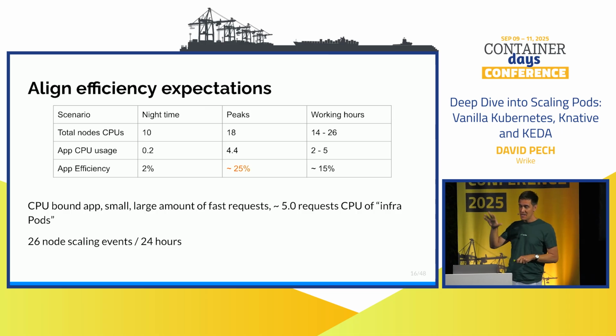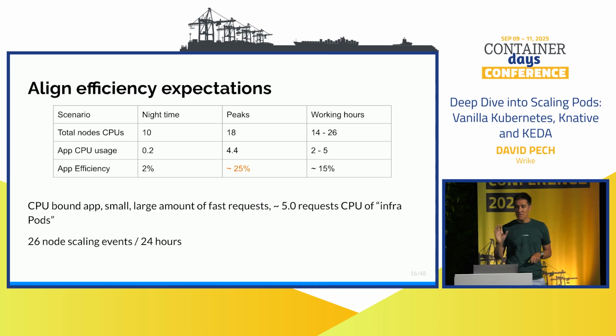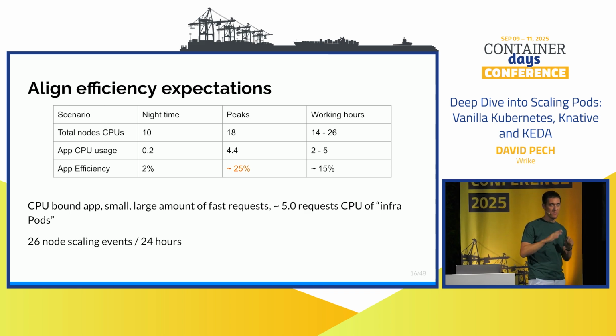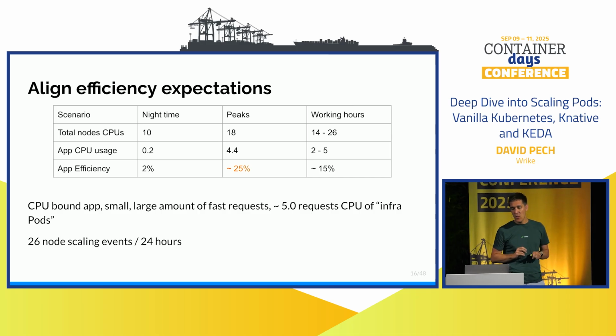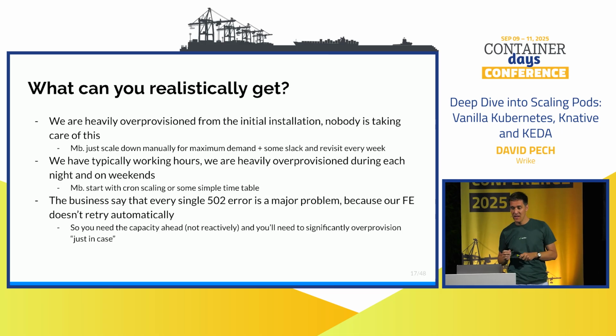So our application is CPU bound. It has a large number of small requests, right? And from what you have seen, around 5 CPUs are just requested for the Prometheuses, Istios, whatever is there. We have 26 scaling events in 1 day, meaning that there are 26 occasions where there is a rebalancing of traffic, reshuffling of many things, and some things can break during those 26 events per day.